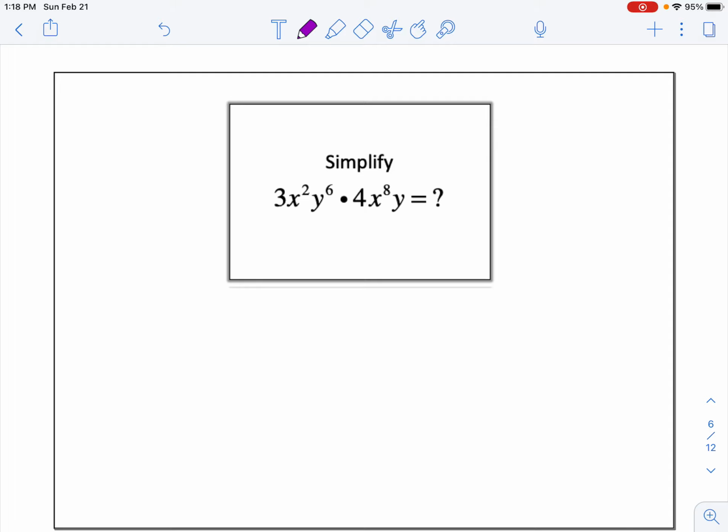All right, here's another one to simplify. Okay, notice none of these are raised to a power, and all of these are simply just multiplied together. And when we have all multiplication here, then we simply can rearrange things and just multiply what's convenient. And so what's convenient to start with is to multiply these plain old numbers together, and that would give us 3 times 4, or 12.